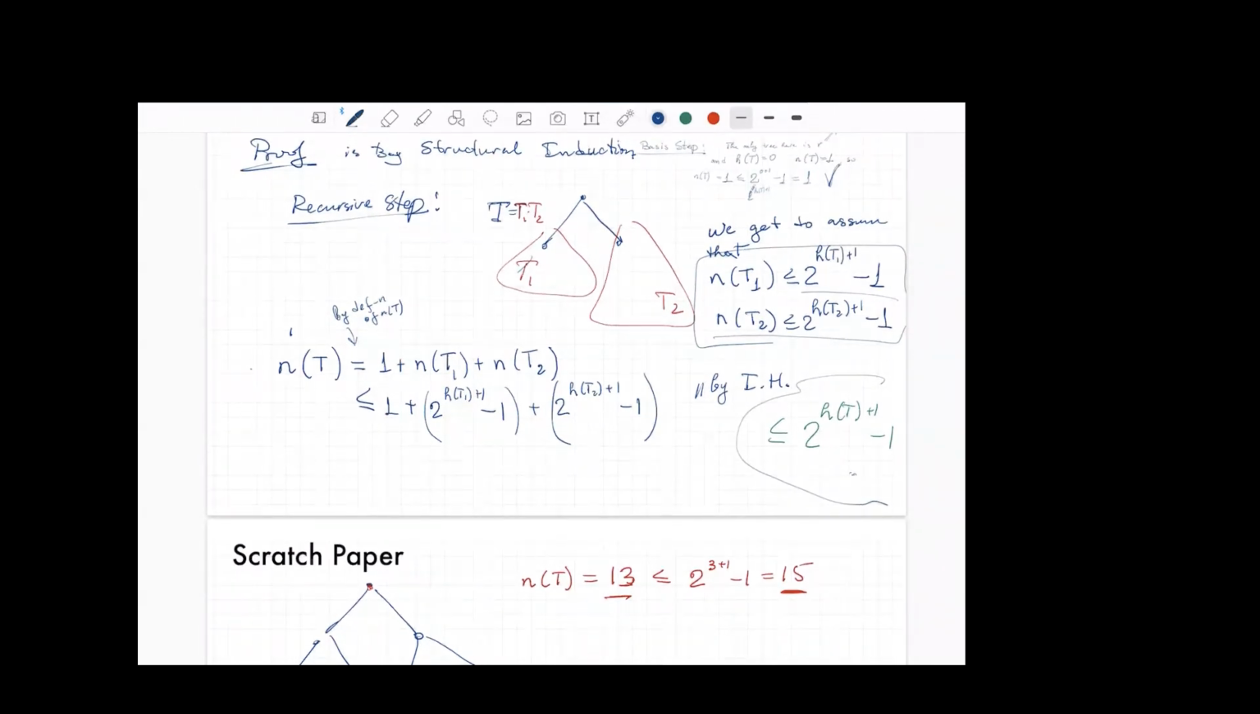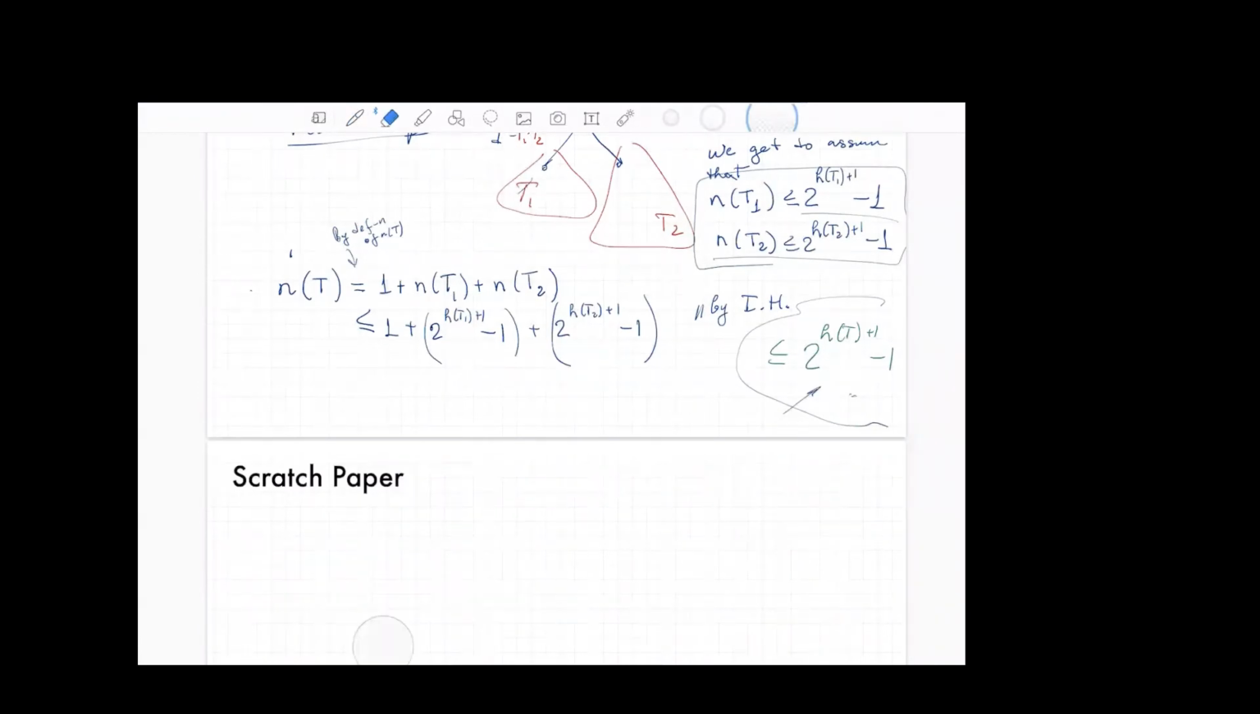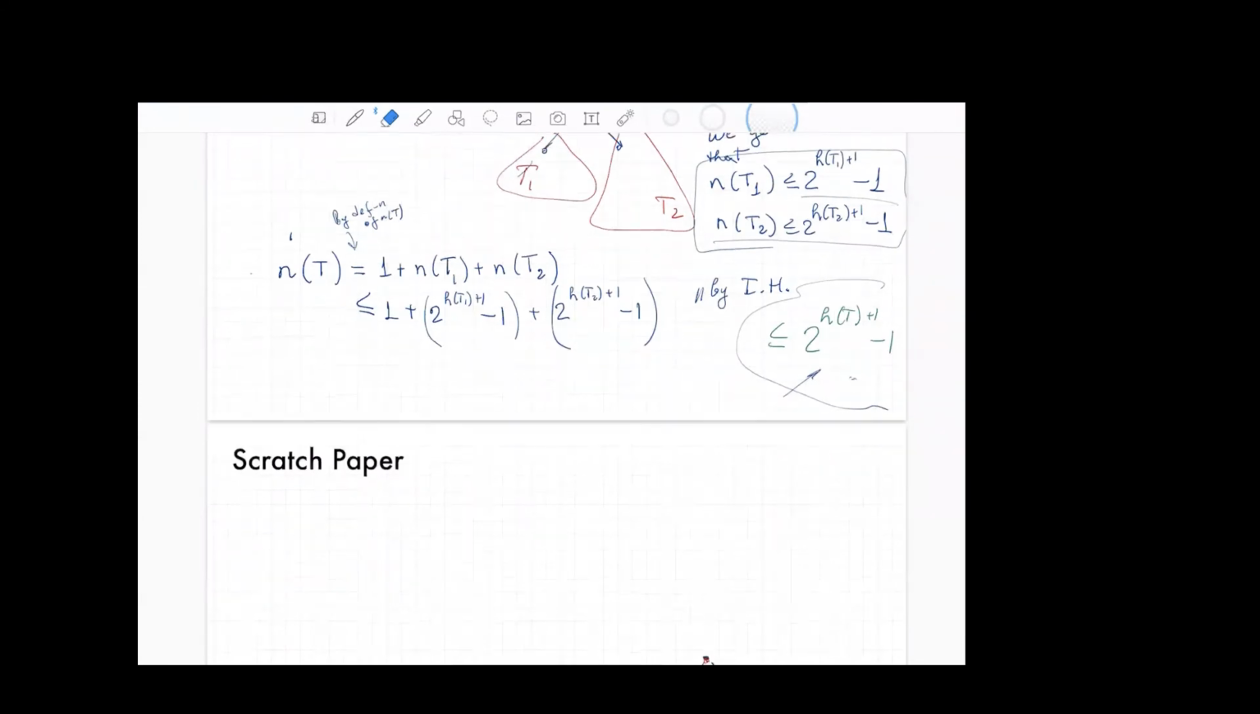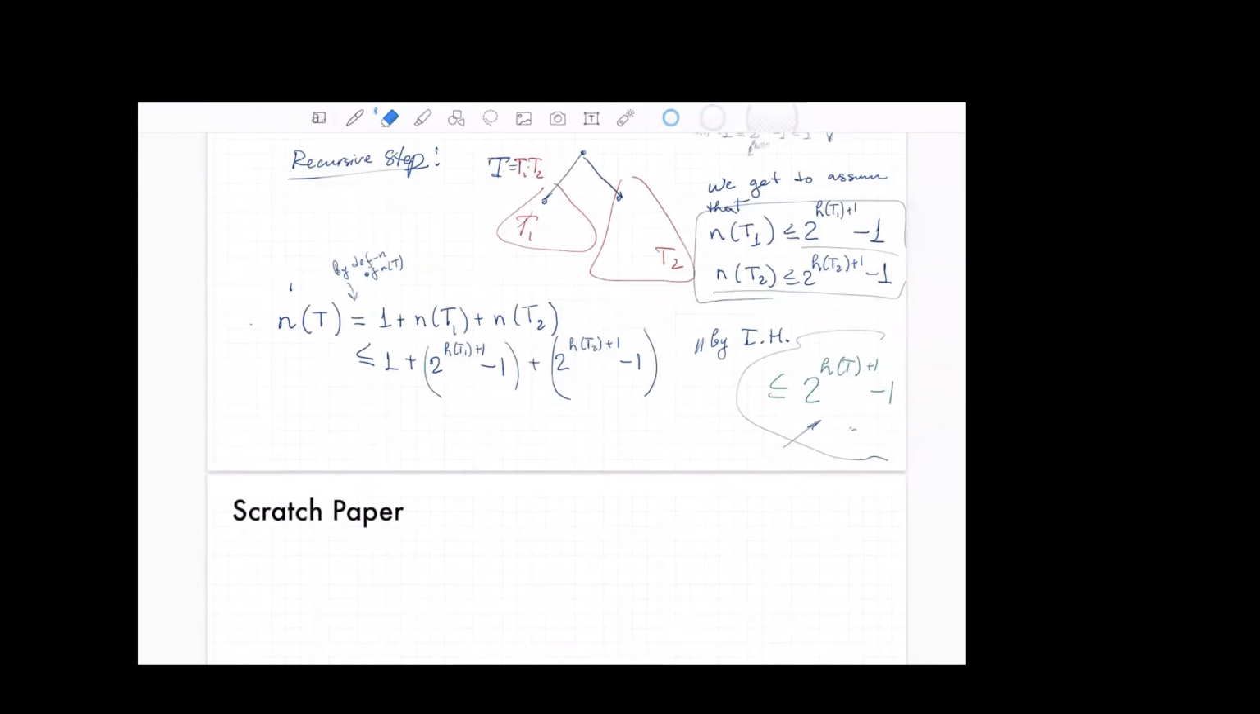Okay, so what do I do now? Now I'm kind of stuck. I need to get to this green piece somehow. So now this is like some kind of math question from high school or middle school. How do I get here? That's like a little math puzzle.